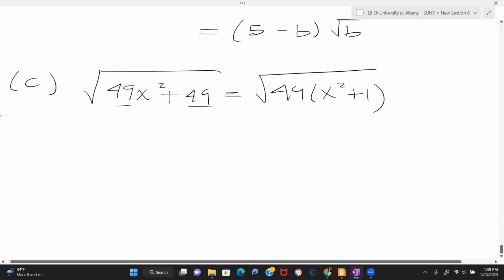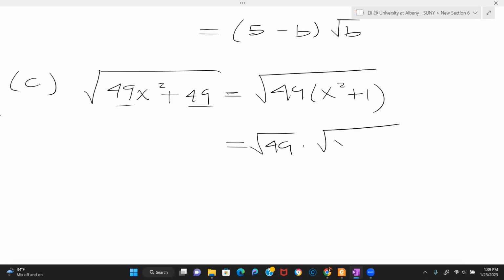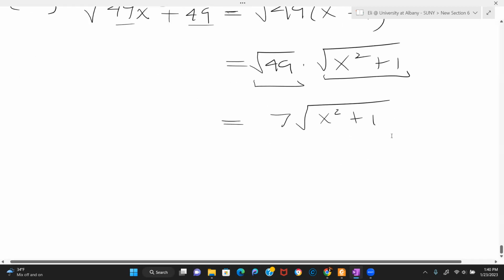And then I have a square root of a product, so it becomes the product of the square roots. Now this I can't really do anything with, so I'll just leave it alone. But this I can simplify. So it turns out the square root of 49 is 7, because when you multiply 7 times 7, you get 49. So this is going to be 7 times the square root of x squared plus 1. All right, so that's for that.